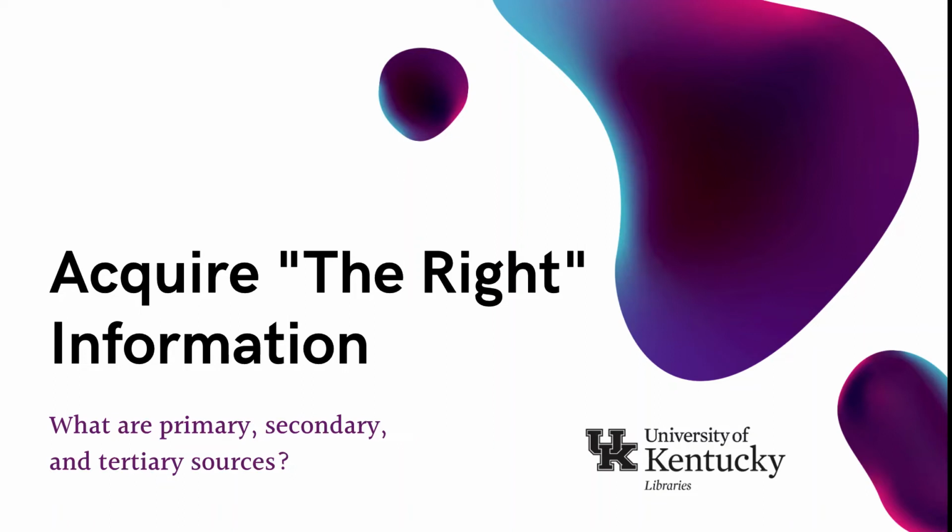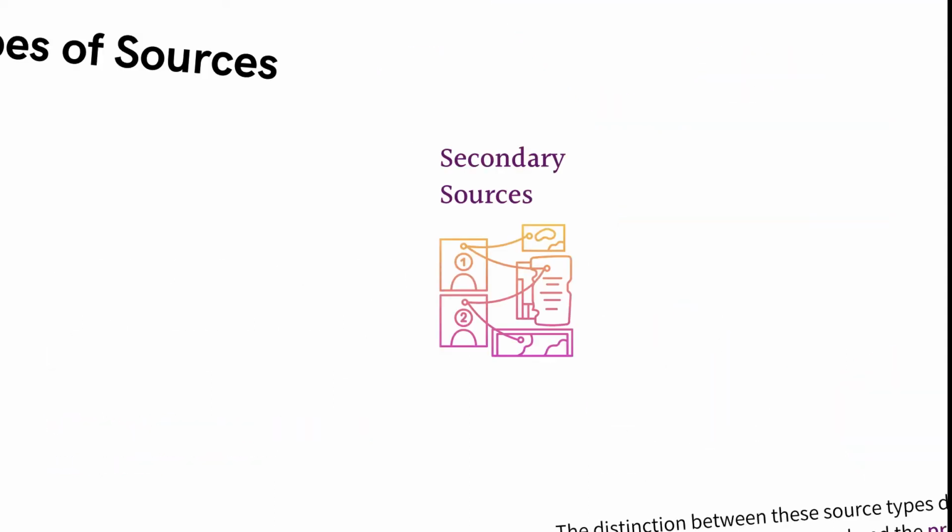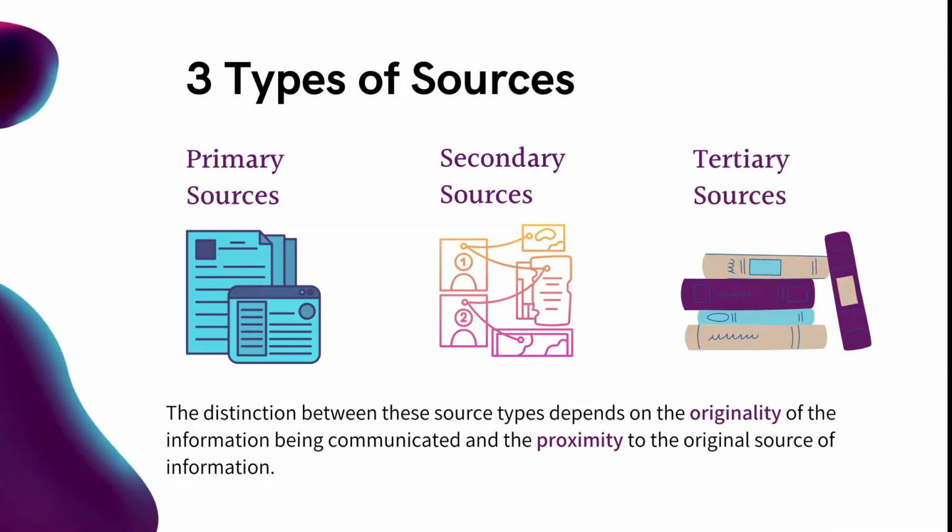We are going to talk about how to acquire the right information and what are primary, secondary, and tertiary sources and when do you use them. There are three source types to consider when reviewing literature and conducting your own research. These three source types are primary sources, secondary sources, and tertiary sources.